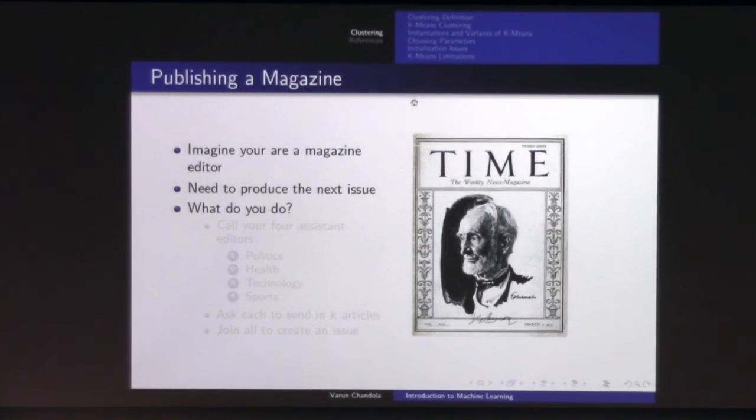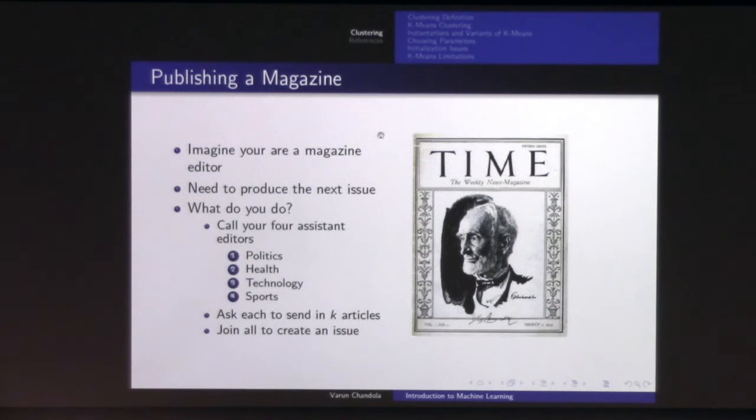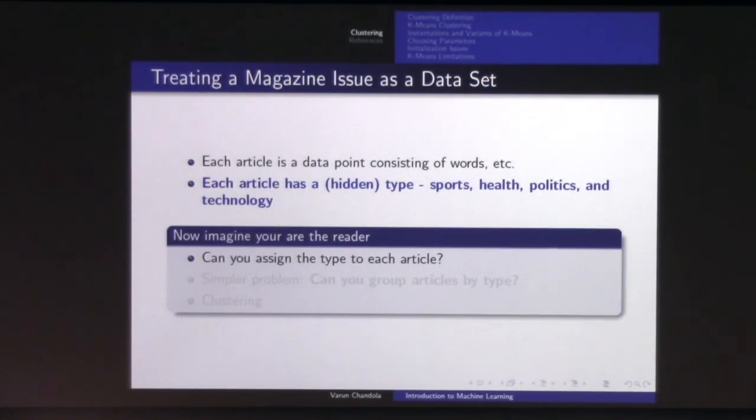Let's say you are a magazine editor. Let's say you're the editor of Time. Now you have to produce the next issue of Time. So what you do is you call your sub editors of different areas: politics, health, technology, sports. Let's say these are the 4 sub editors in Time, and you ask each one of them to send in K articles. The politics editor will send K politics articles, the health editor will do the same, and so on. Then you just join them together, staple them, and that's your issue.